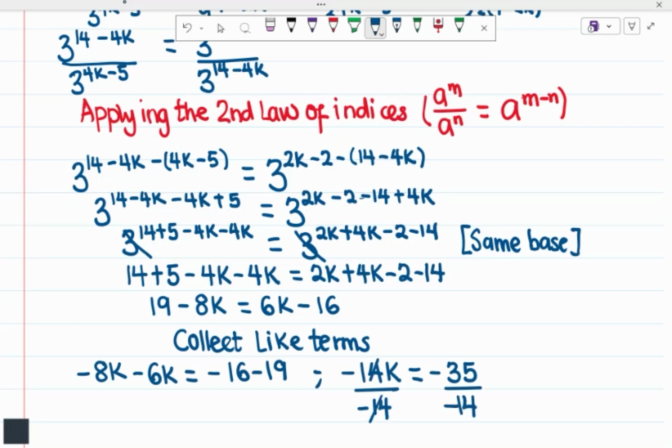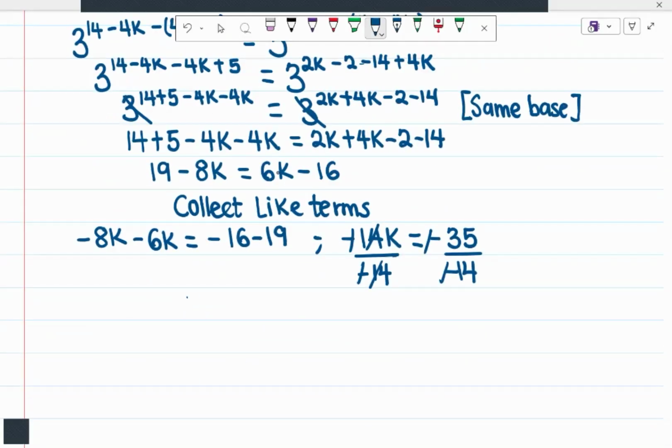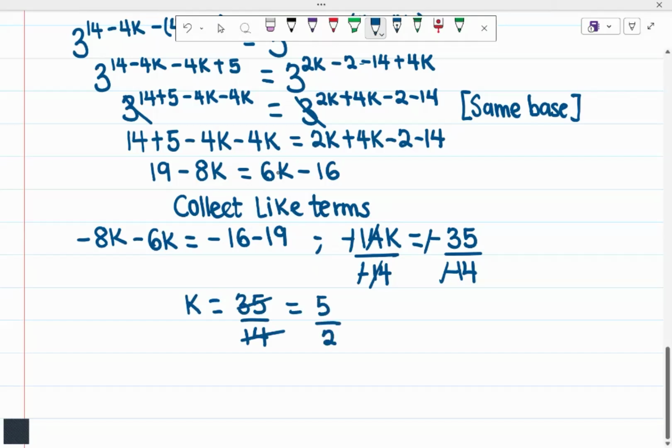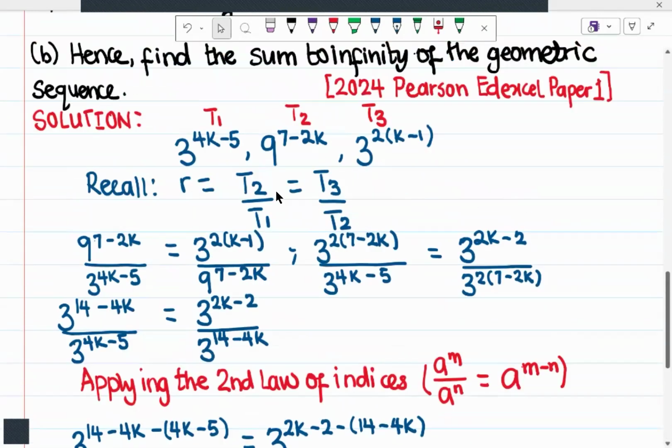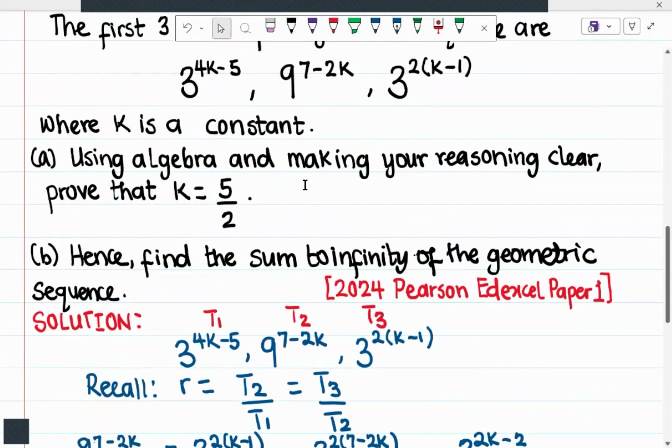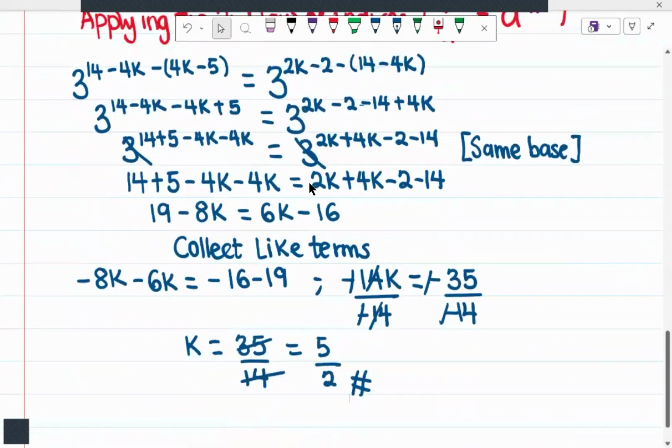So this will cancel this, and the minus here will also cancel each other. So what do we have here? My k is equal to what? 35 over 14. If I reduce this, my 7 here will give us 5, while my 7 here will give us 2. So we've been able to prove this according to the question, making our reasoning clear. We've used algebra to prove that my k is equal to 5 over 2.